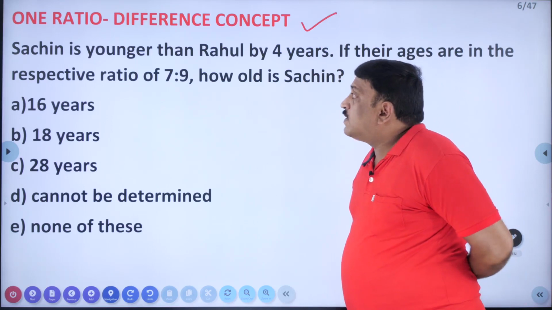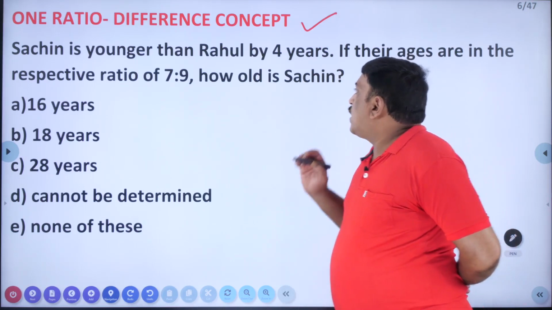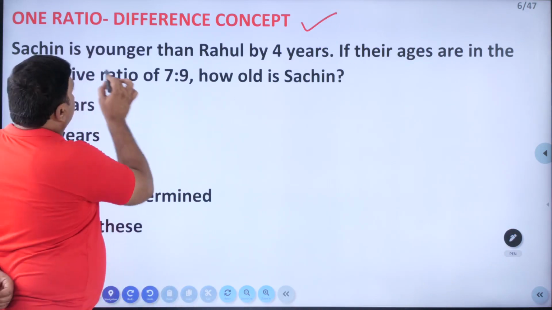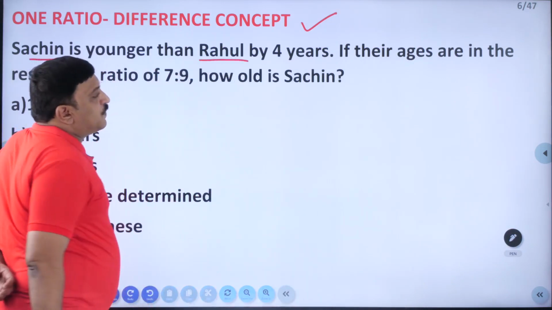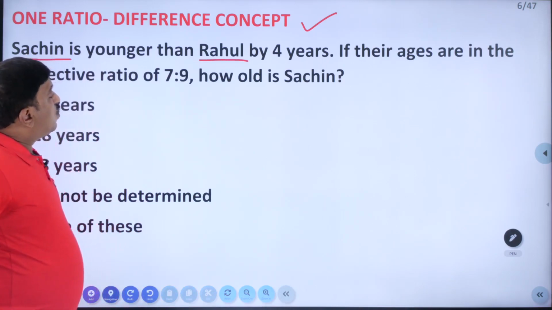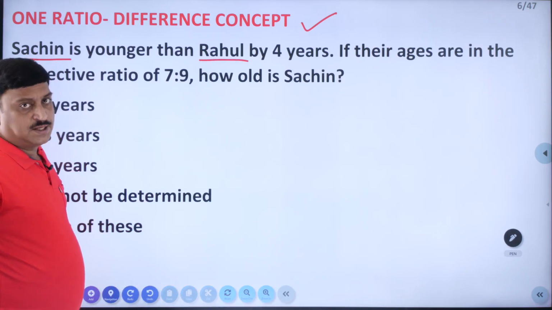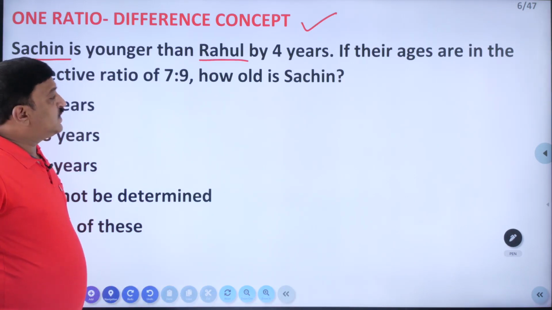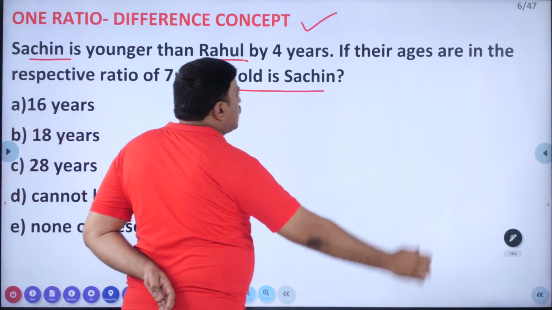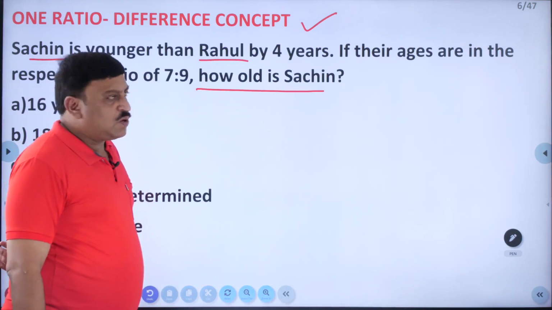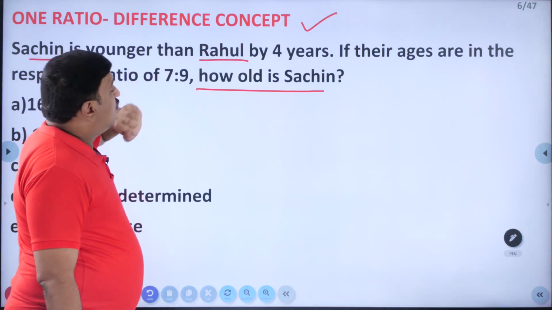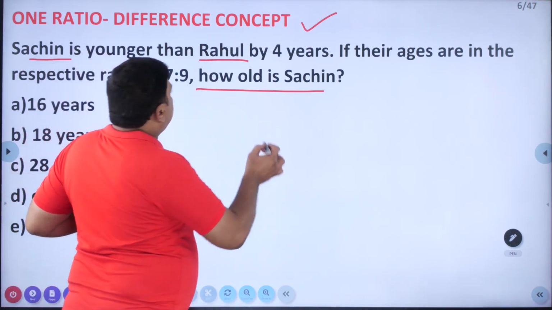Okay. What is this one? Sachin is younger than Rahul by 4 years. Sachin and Rahul are there, and they differ by 4 years. If their ages are in the respective ratio of 7:9, how old is Sachin? So the ratio is given as 7:9 and how old is Sachin? That means the information part itself is given as a ratio and also one data. Which data? That is the difference data. Okay, so let me write this one.